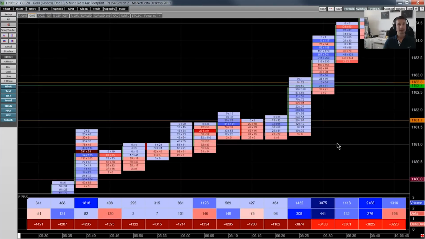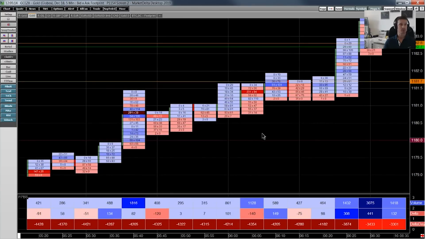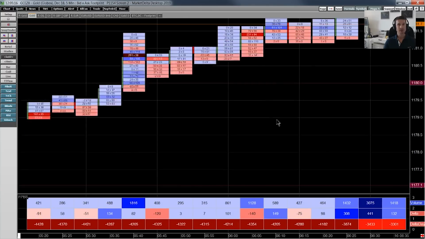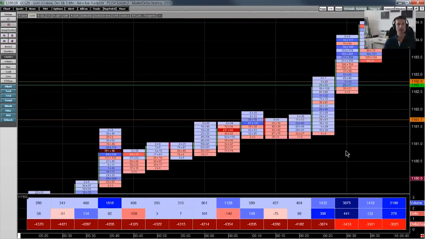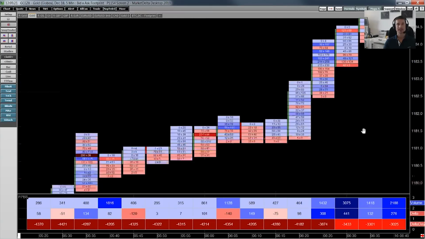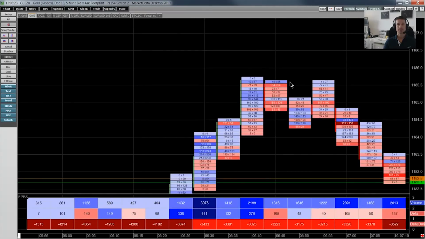Okay, market then comes above the 11. So for almost 2-3 hours, we sat in this range from 77s up to 80s. Eventually, the market punches through those 80s and we accelerate to the upside.